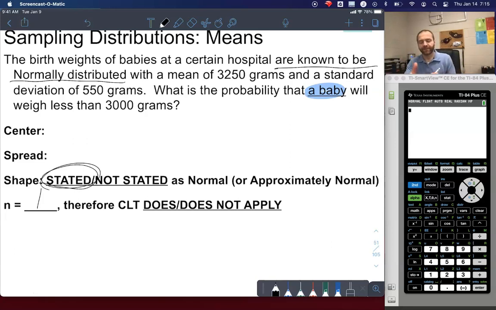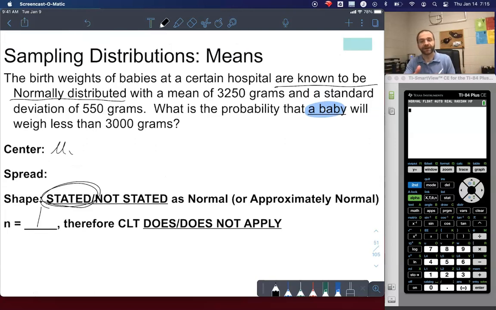The center, same idea. The mean of your sample means is an unbiased estimator of the population mean, so I'm going to get 3,250 grams. The standard deviation is going to be the population standard deviation over the square root of n, so 550 over the square root of 1, which is 550 grams.